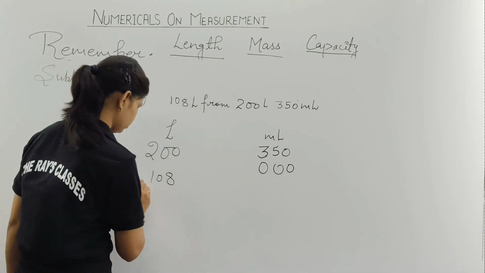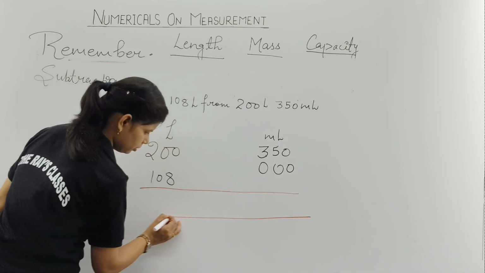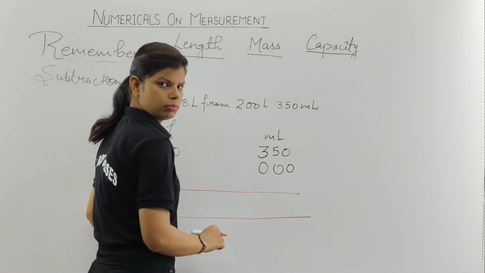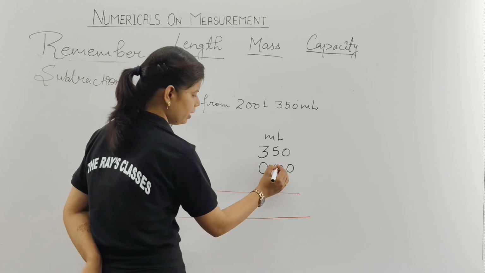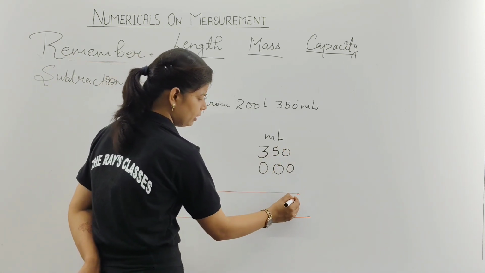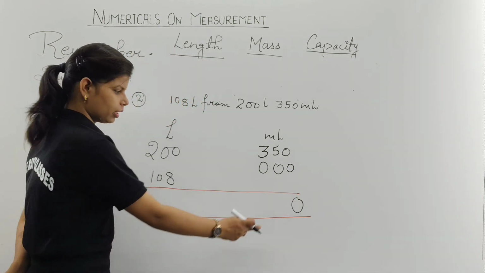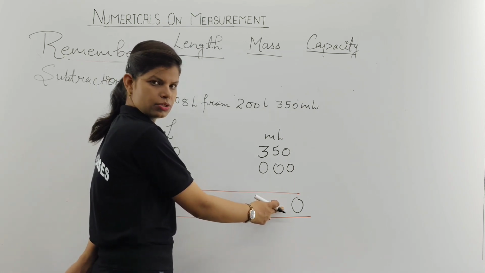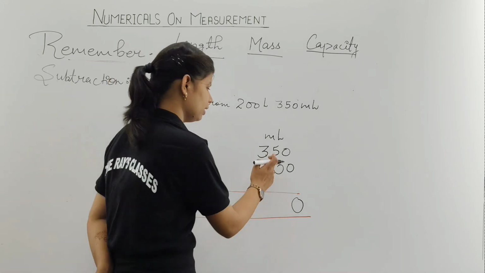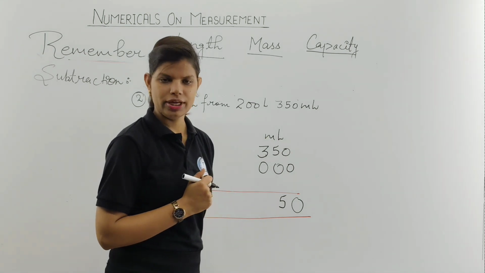You get my point? Now use the operation subtraction here, and let's subtract the numbers and find the answer. When you are subtracting 0 from 0, what will you get? 0. Clear? Understood? Now 5 minus 0. It's also easy to understand. When you are subtracting 0 from 5, you will get 5.